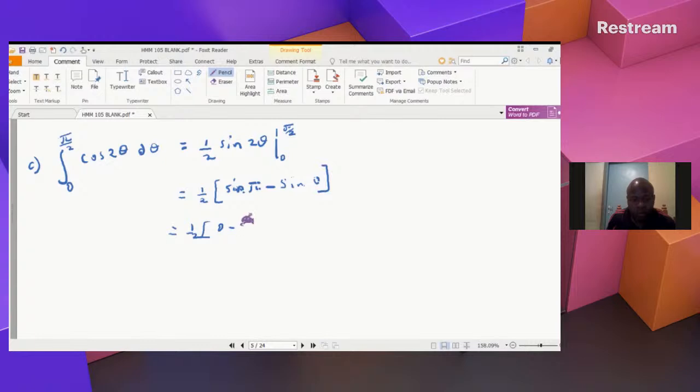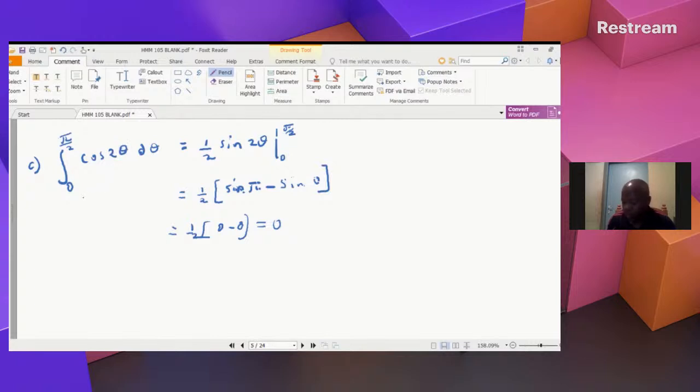It's also 0. So that means this answer is 0. It means this answer is 0. And that answer is 0. So if I would have wanted to avoid 0, I would have worked on this 2.